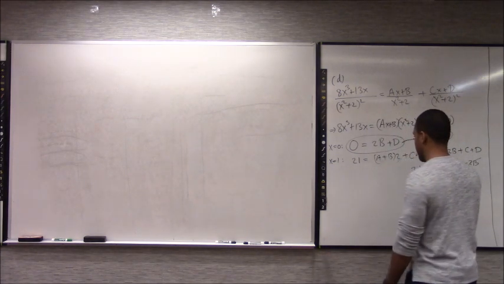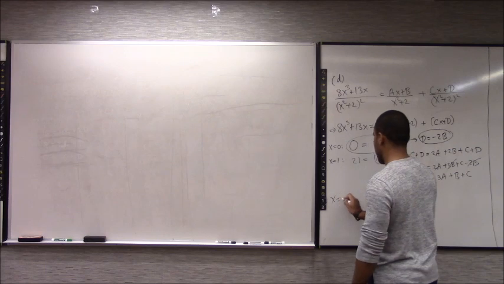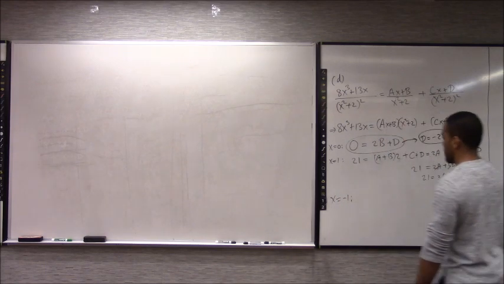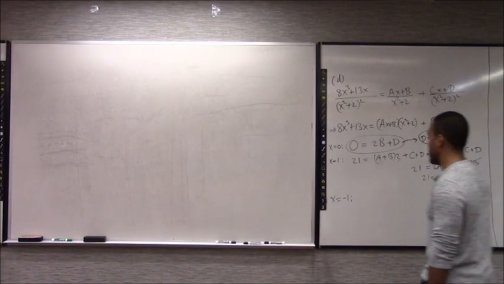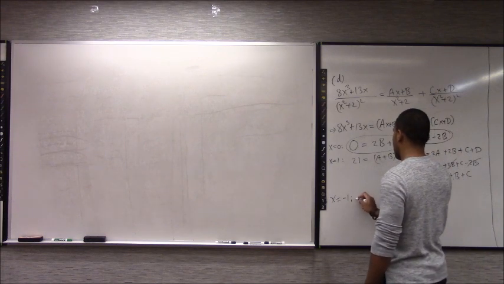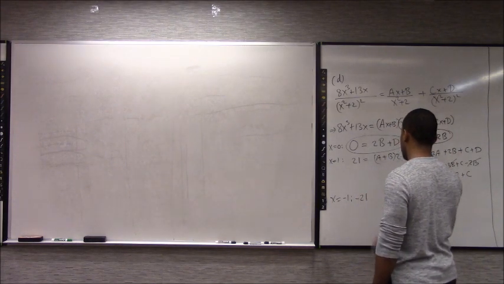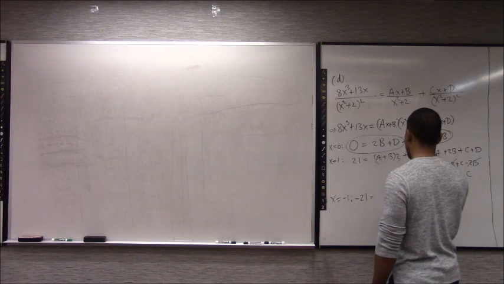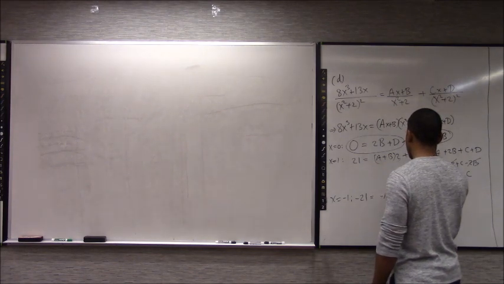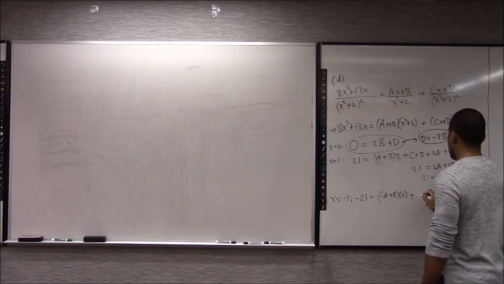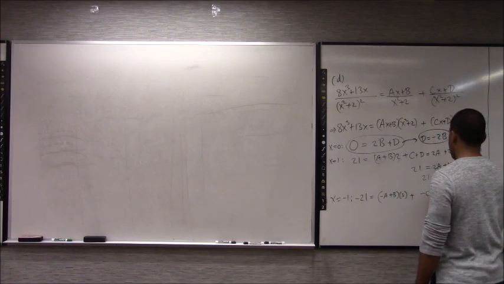What else do we have? That's all I have. Plug in another one. Say minus 1. What's going to happen here? Minus 21 equals minus A plus B times 3 plus minus C plus D.